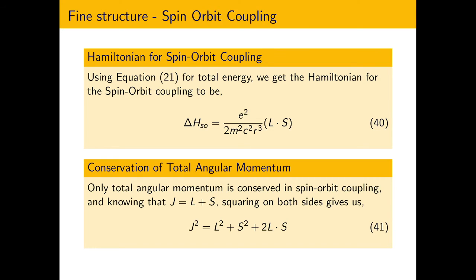So we know that only the total angular momentum is conserved in spin-orbit coupling, and not L and S separately. Knowing that J equals L plus S, squaring on both sides gives us this equation: J squared equals L squared plus S squared plus 2 L dot S.